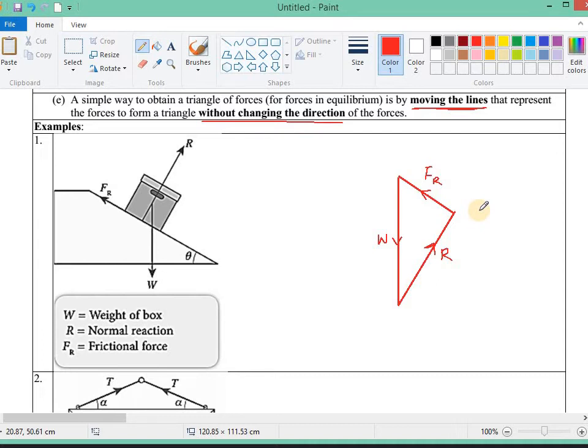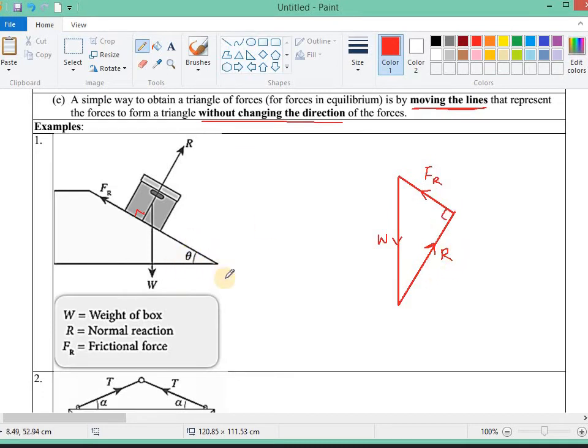Another very important thing inside the triangle is the angle. We must make sure we label the angles inside. First, you see the normal reaction and the friction are at 90 degrees right now. So the angle between the friction and the reaction is 90 degrees.